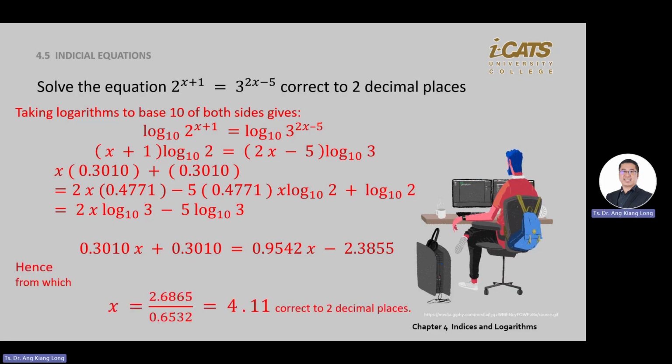Okay, so at the end, you will get x equal to 4.11. The question asks you to correct to 2 decimal place. So give 2 decimal place. Okay. So here, if you see the question correct to 2 decimal place, don't stop at fraction format. You need to give it in the decimal format.